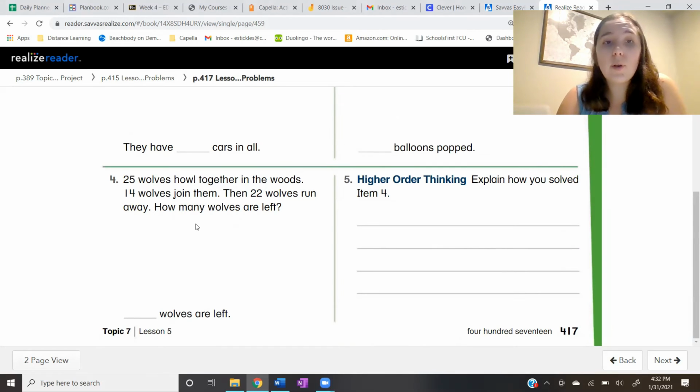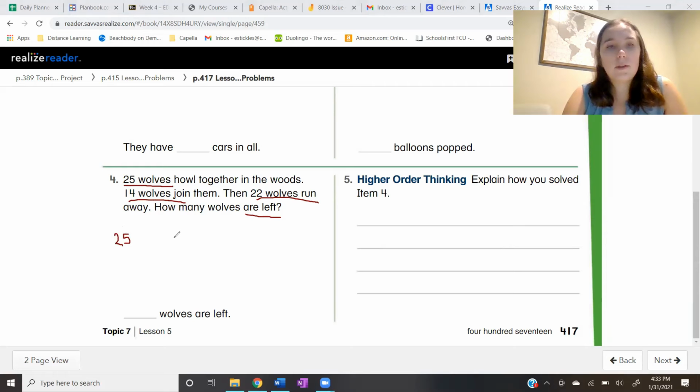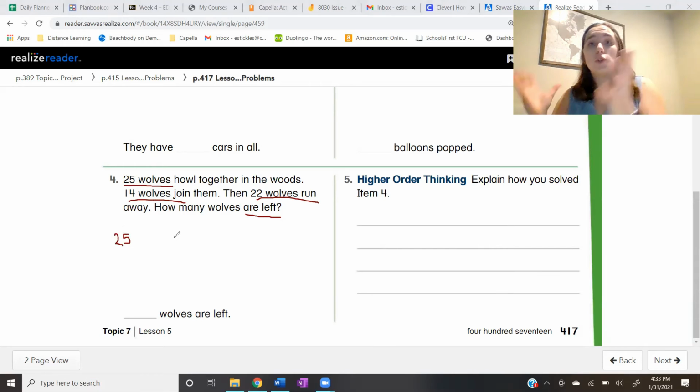Okay, we're gonna come down here and do number 4 together. It says 25 wolves howl together in the woods. 14 wolves join them. Then 22 wolves run away. How many wolves are left? Okay. Well, let's see, we know that we start with 25 wolves. Okay, that's how many there are to start with. And then we know that 14 wolves join them.